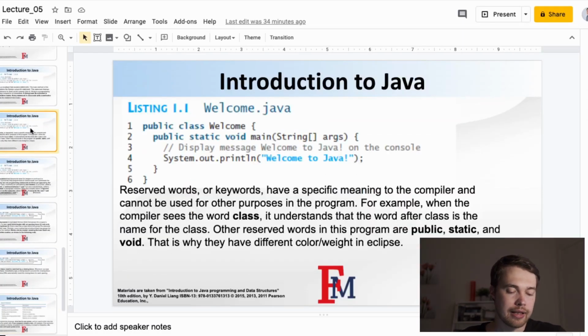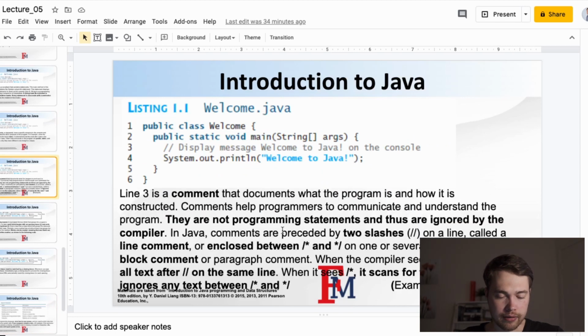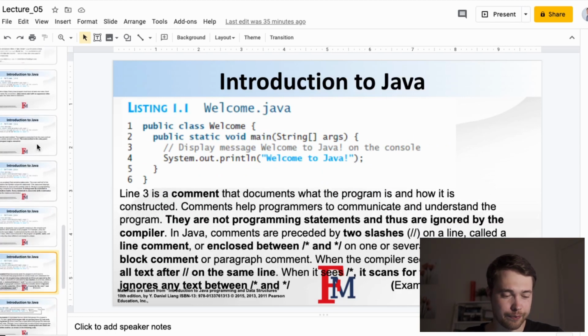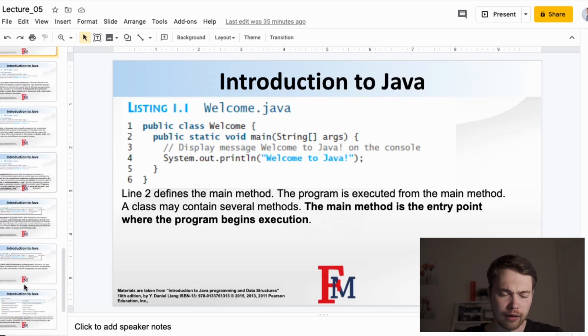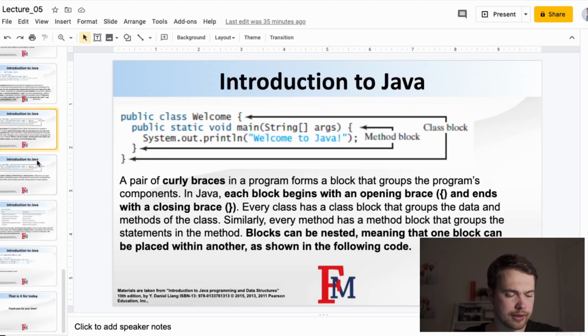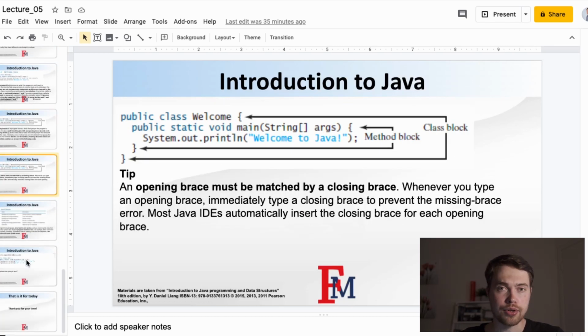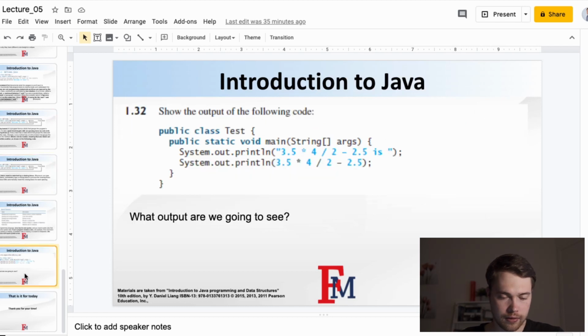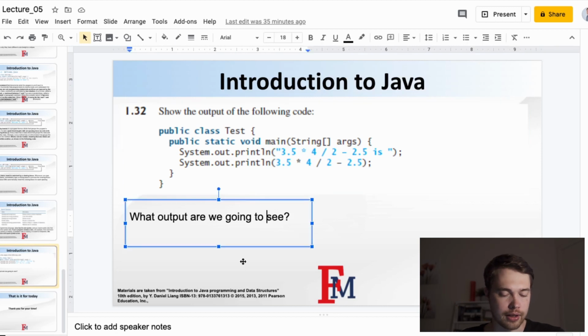Please read these comments. There's a lot of text here. I already described all of that, but please go ahead and read it just to make sure you know it. And as a test and exercise, I highly recommend doing this. It's a very interesting thing to do. So 3.5 times 4 over 2 minus 2.5. What do you think that's going to be? Is that going to match your expectations?